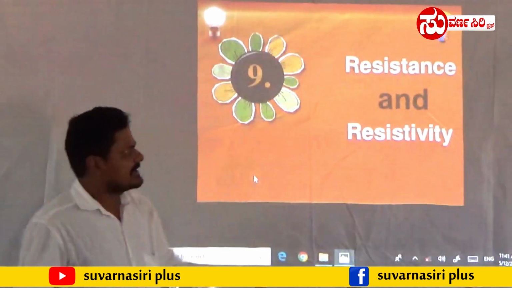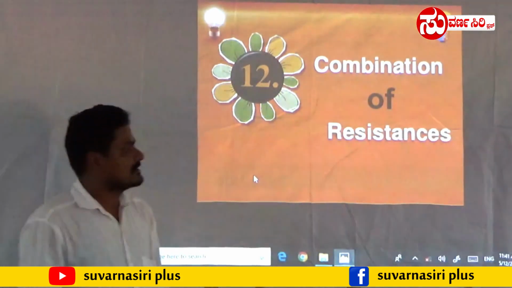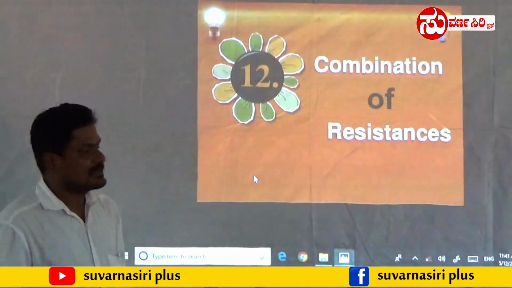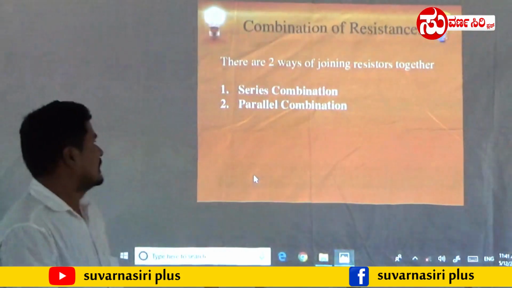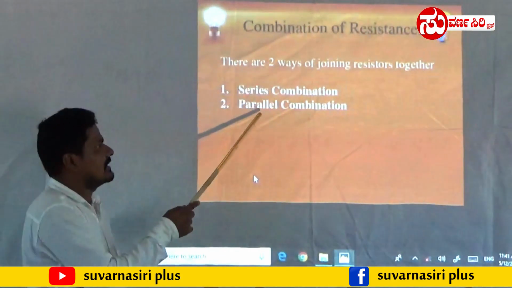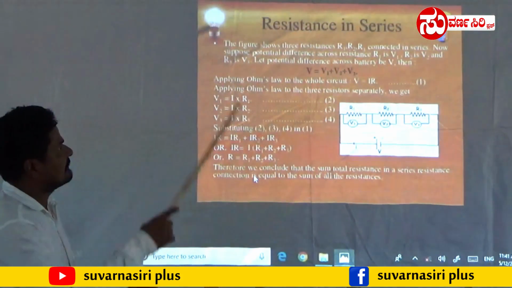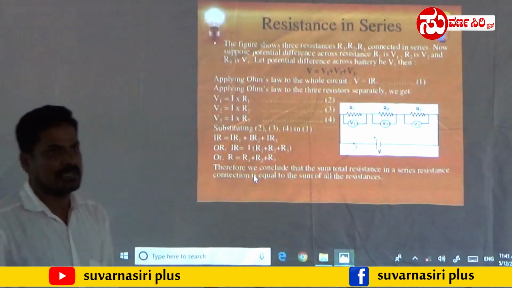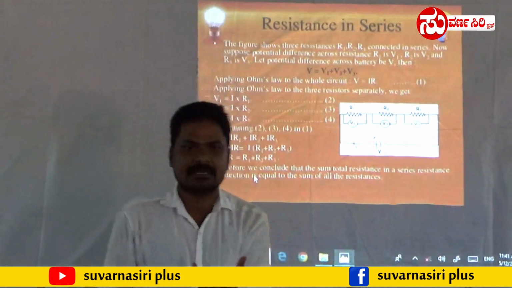resistance and resistivity, which we already know. Now the combination of resistances. There are two types of combination of resistors: one is a series combination, another is a parallel combination. First of all, we have to learn how resistors are connected in series.